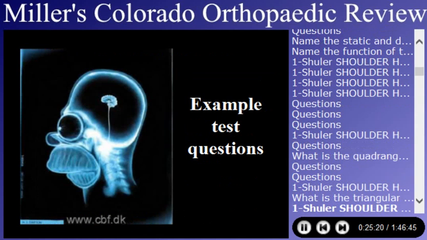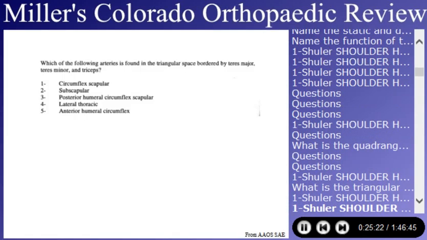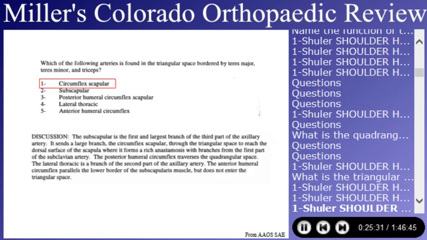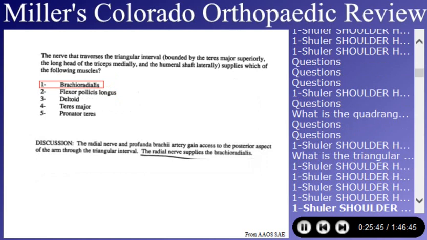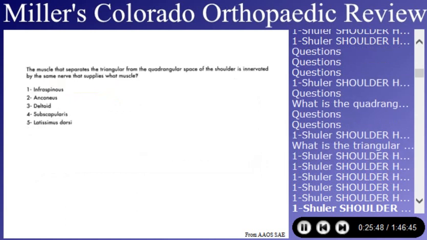Okay, example test questions. Which following artery is found in a triangular space bordered by the teres major, teres minor, and triceps? Triangular space, circumflex scapular artery. Nerve that traverses a triangular interval supplies which of the following muscles? Another hoop to jump through. Nerve that's in triangular interval is radial, brachioradialis. Muscle that separates a triangular from quadrangular space of shoulder is innervated by the same nerve that supplies what muscle? That muscle was triceps, long head of the triceps. Triceps is innervated by radial nerve, which is the anconeus.